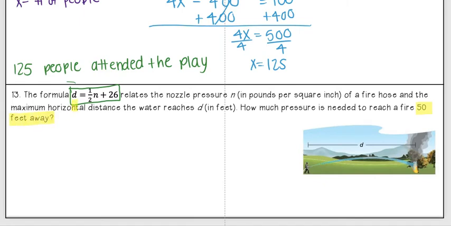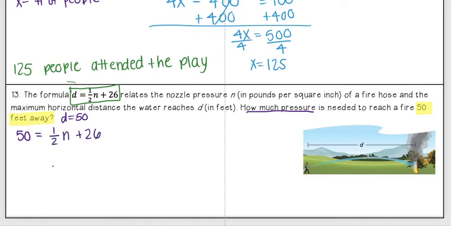Well, is 50 feet away going to go into D or N? So I need to look in the problem to see what those stood for. Well, it says that N was my nozzle pressure, so it's not that. That's what I'm trying to find, how much pressure. And it says the distance the water reaches is D. So that means that D is equal to 50 in this problem. So where I see a D here, I'm going to instead put 50, because I already know the distance is 50 feet away. But now I'm trying to find what N is. I'm trying to find the nozzle pressure needed for that.